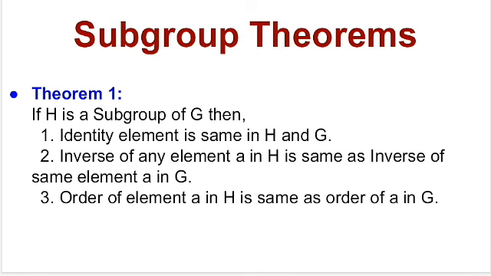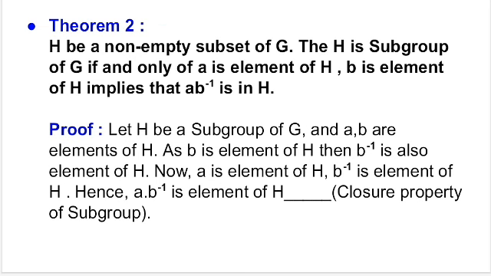So in this video we talked about some subgroup theorems. We have seen two subgroup theorems, that is, if H is a subgroup of G, then the identity element is the same in H and G, the inverse is also the same in H and G, and the order of an element is the same in H and G. And in the next theorem we see that if H is a subgroup, then a and b are elements of H implies that ab inverse is an element of H, and we see this vice versa. In the next video we will talk about some more theorems related to subgroups.